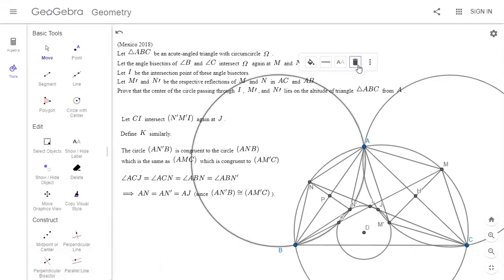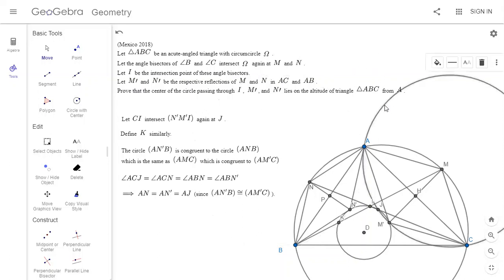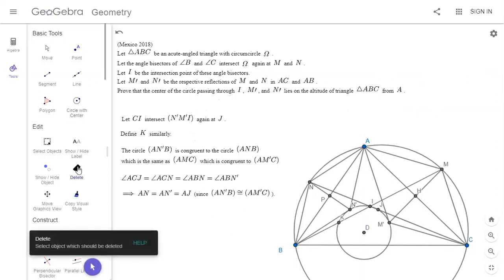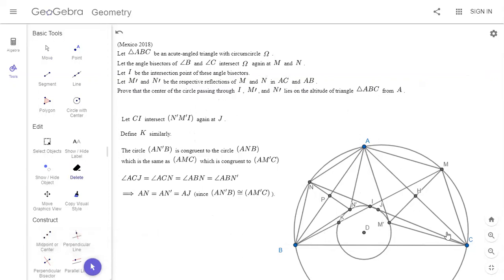Oh, did I skip a step? Because I just kind of assumed J lies on that circle. Actually, if we define J as CI intersects AM'C, then we can easily prove N'C, M'K is an isosceles trapezoid. Then we have to prove I is on this circle. Okay, so you're right. I left out a step here. I'm sorry.